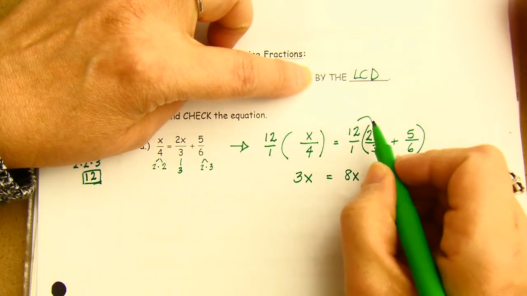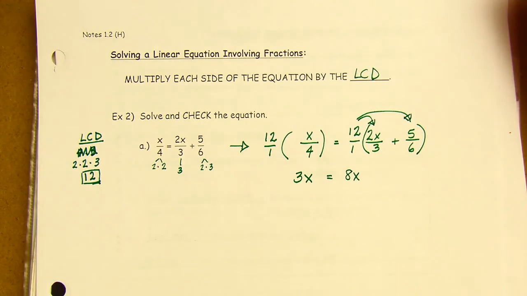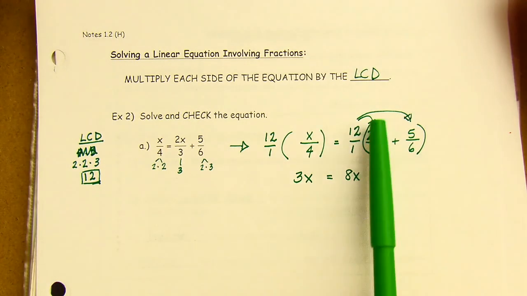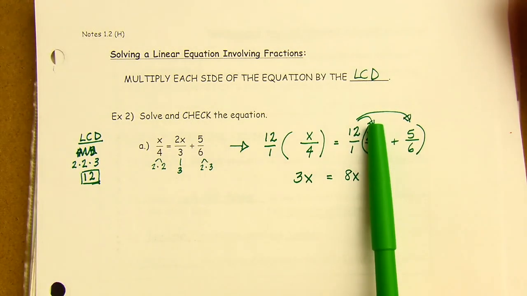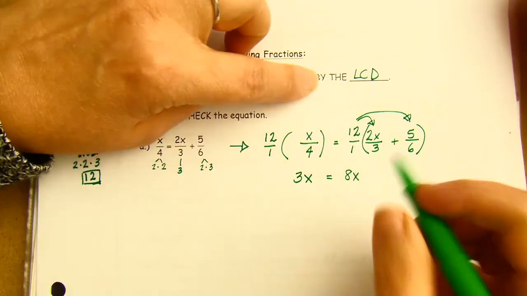You can't forget to distribute this because you have 2 fractions here. Now pretend that's not there and just work with 12 over 1 times 5 over 6. The 12 is going to absorb the 6 2 times, and 2 times 5 is 10. So this is plus 10.